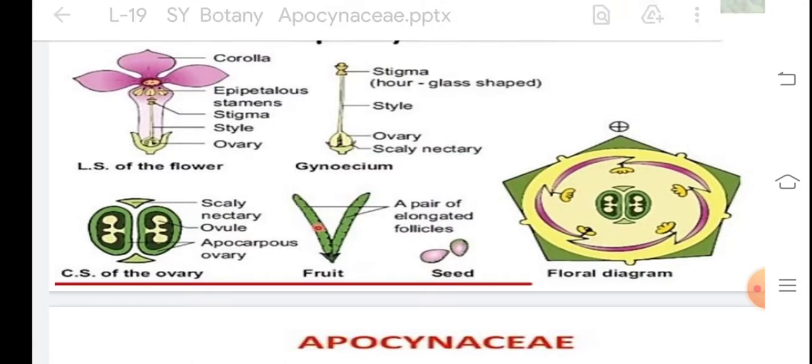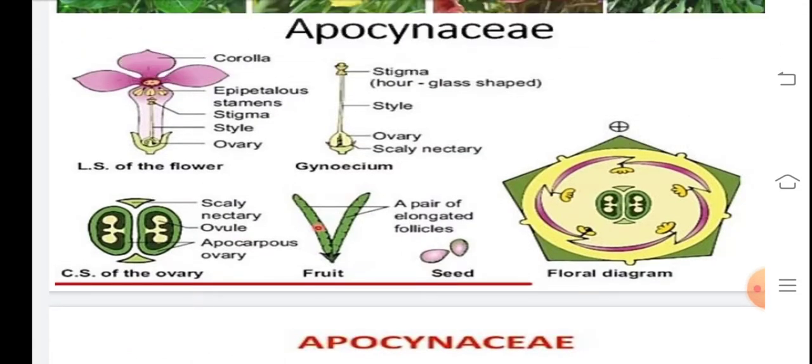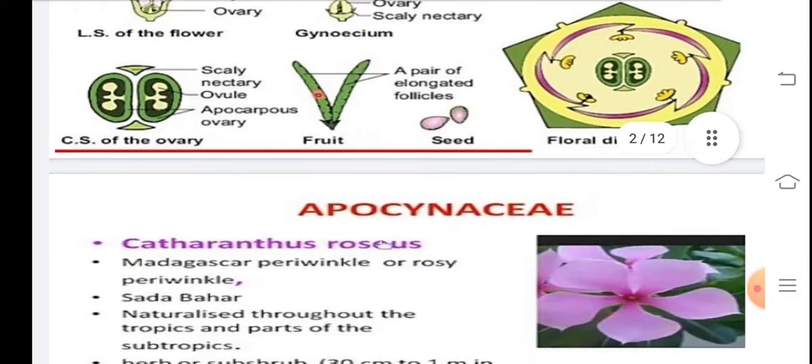Then the floral diagram. You are observing the diagram. Then outermost calyx, valvate, 5 in number, corolla is of the contorted type. One end is inside, one outside, and stamens are attached to this. So this is a good floral diagram, and you see the position of stamens.